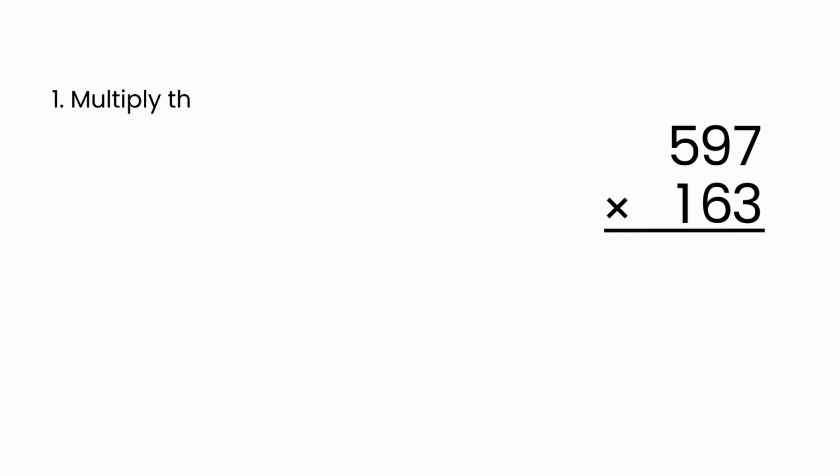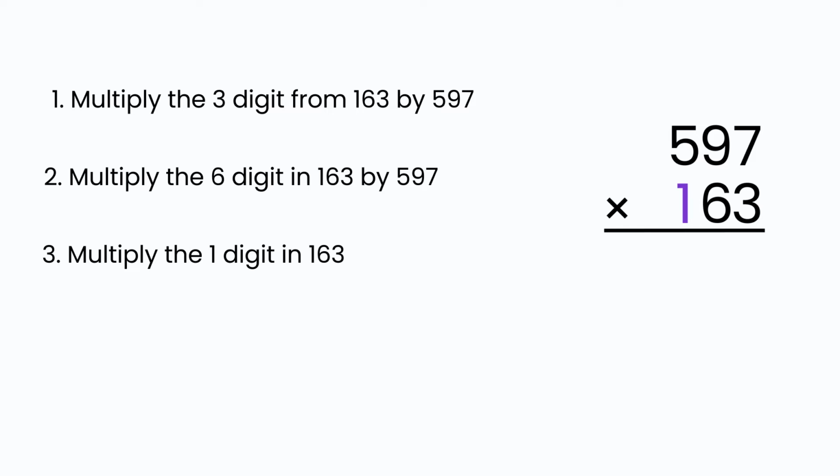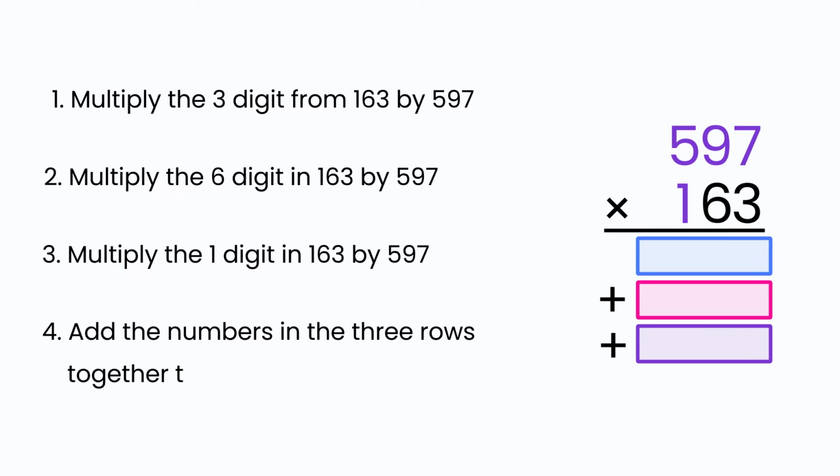1. First, you multiply the 3 digit from 163 by 597. 2. Then you multiply the 6 digit in 163 by 597. 3. Then you multiply the 1 digit in 163 by 597. 4. Finally, you add the numbers in the 3 rows together to find the final answer.